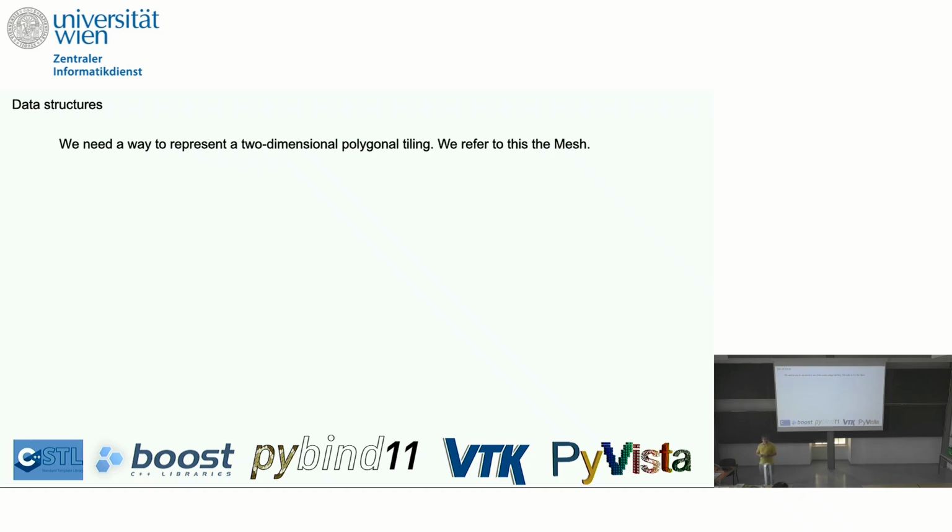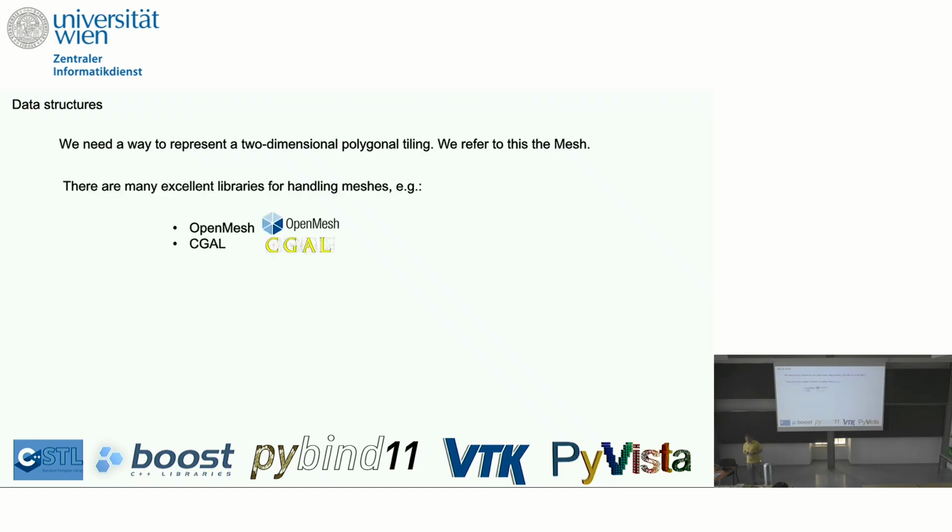So you remember the tissue is a 2-dimensional system. It consists of vertices, edges, and faces. Faces are cells. So the natural structure is to use some kind of a meshing library. There are fantastic meshing libraries out there. 2 which I really like are OpenMesh, from Aachen in Germany, and CGAL, these are INRIA guys in Paris.